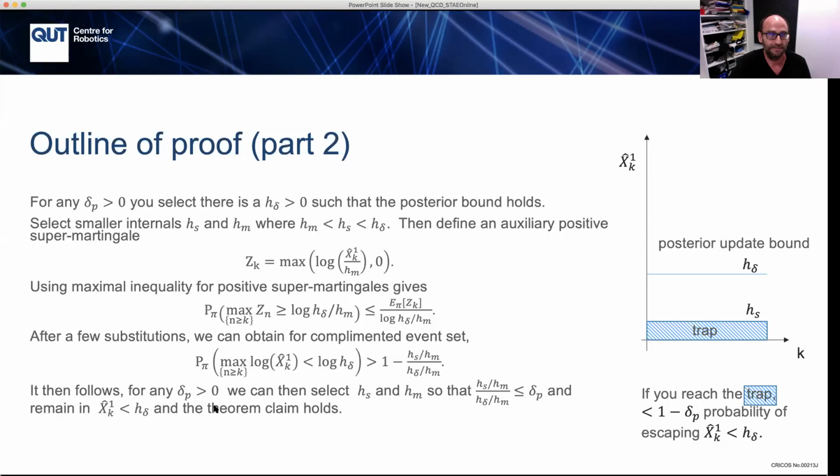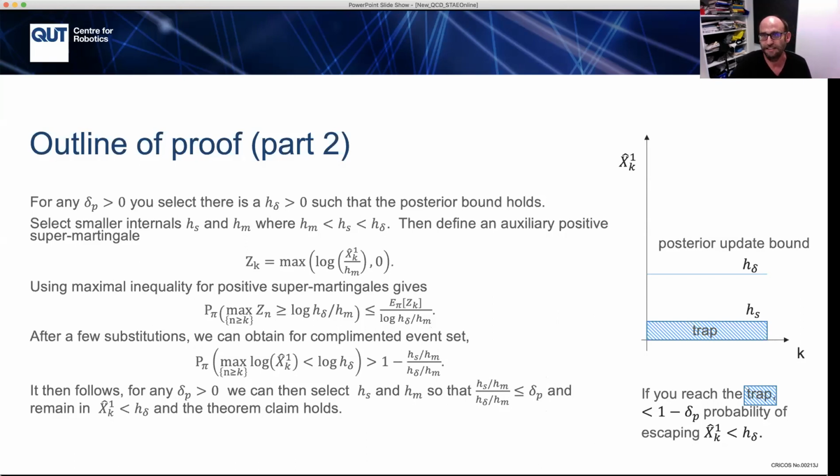And the key bit is for any delta p greater than 0 you choose, you can choose these parameters. So you can basically choose the right auxiliary process such that that combination of things is less than the delta p you're after, and then they're stitched together, and the main theorem holds.